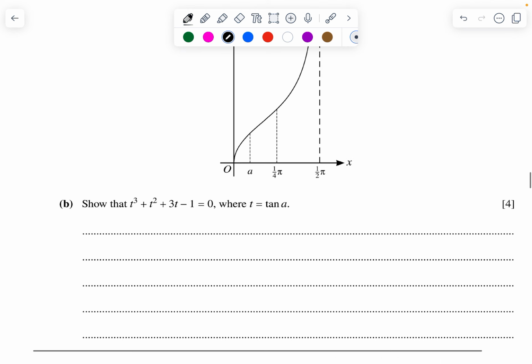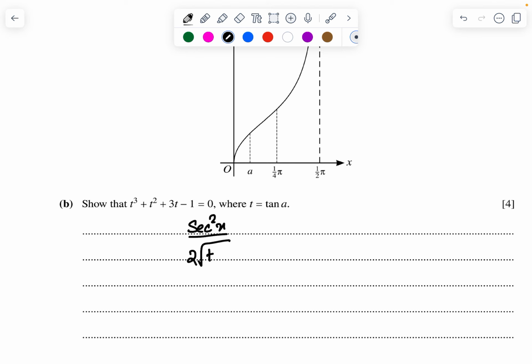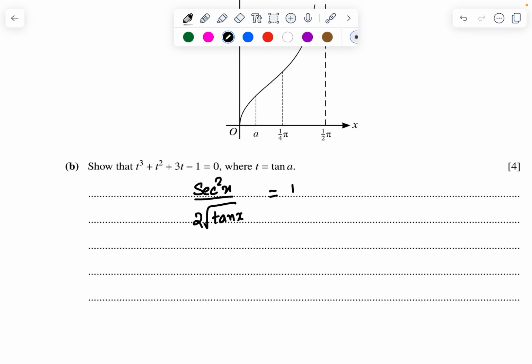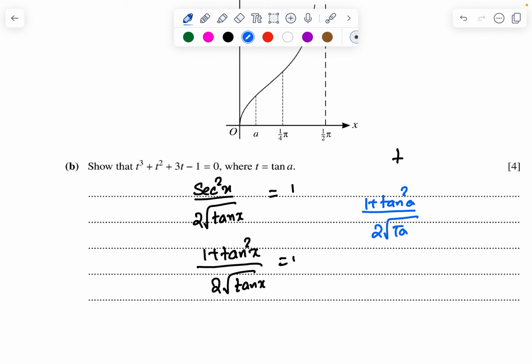What was dy by dx? Dy by dx was secant square x divided by 2 square root of tan x equals 1. Secant square x is 1 plus tan square x, divided by 2 square root of tan x, equals 1. So tan x, we'll be writing it as a. So it becomes 1 plus tan square a divided by 2 square root of tan a equals 1.